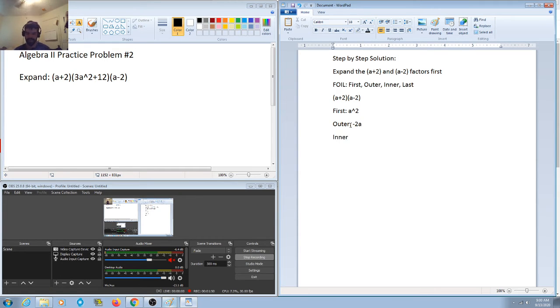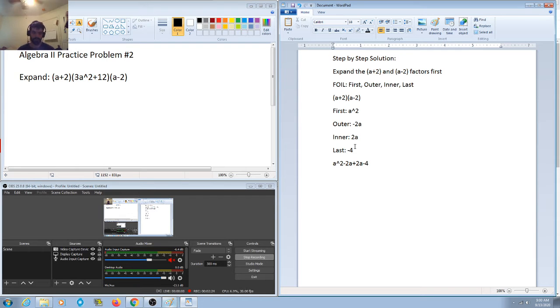Inner is going to be kind of the opposite. It's going to be the innermost terms closest to the inner parentheses. So this is going to be positive 2 and a, which is 2a. And then last is going to be your last terms of the factors, so this is going to be plus 2 and negative 2, which is −4. So I'm going to go ahead and rewrite this all out into a simplified expression. This is going to be a² − 2a + 2a − 4.